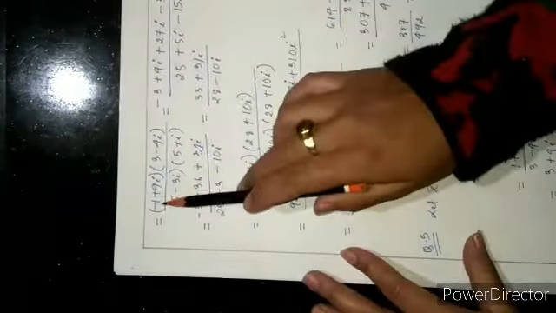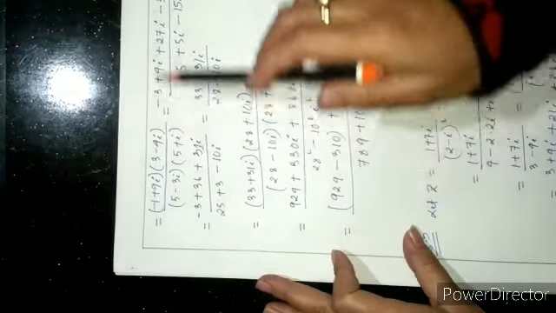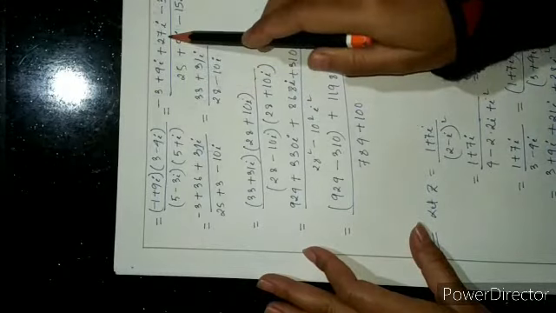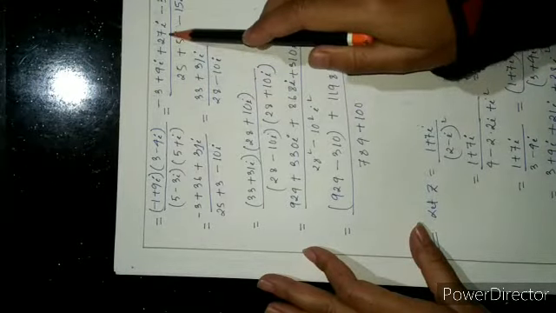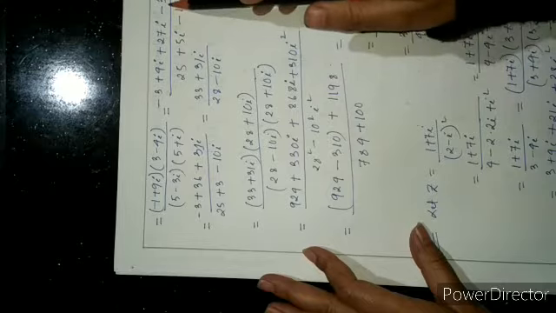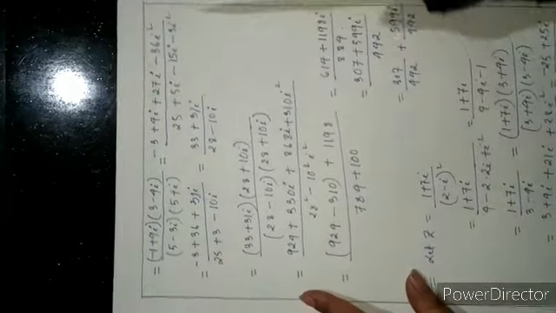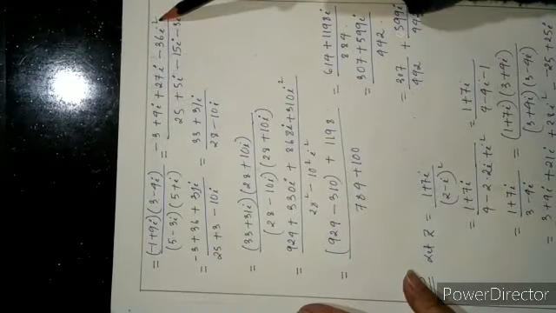Product: minus 1 into 3 minus 4i, minus 1 multiplied by minus 3 plus 4i, plus 9i multiplied by 3, gives 27i. 9 into minus 4 is minus 36, and i into i is equal to i square.